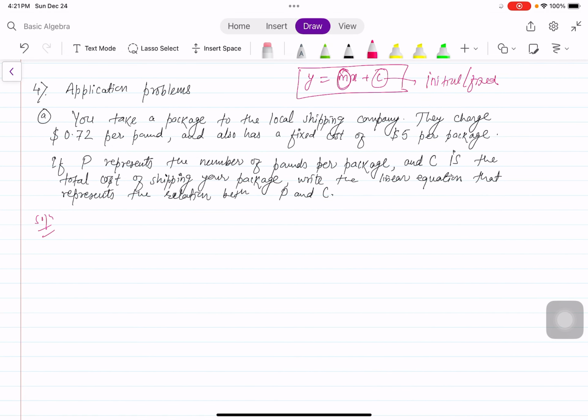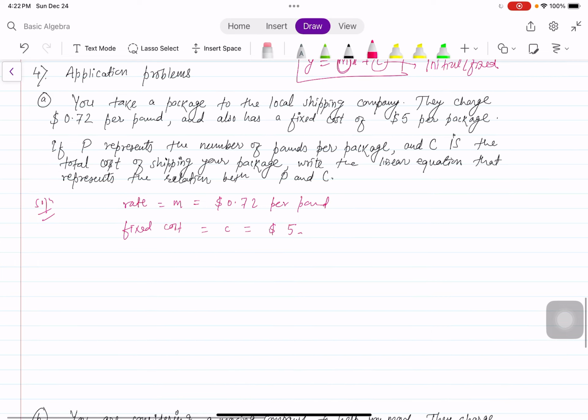So what is the fixed value here in this case, and what is the rate? Rate is m equals $0.72 per pound, and what is the fixed price? The fixed cost, which is lowercase c, equals $5. This is $5.